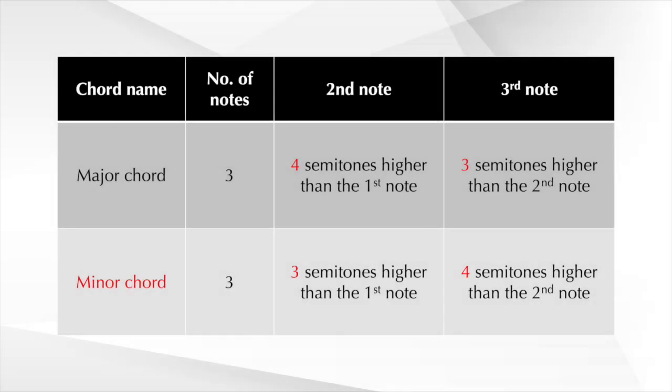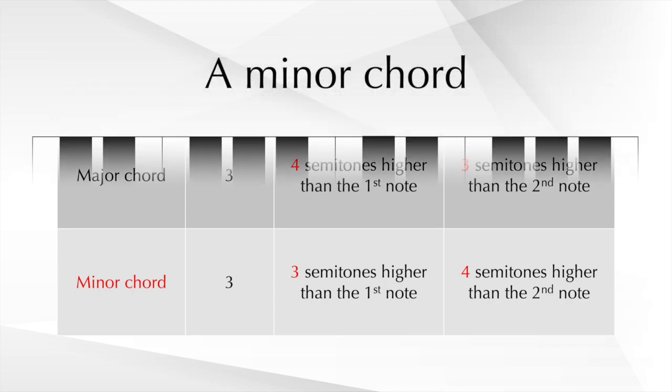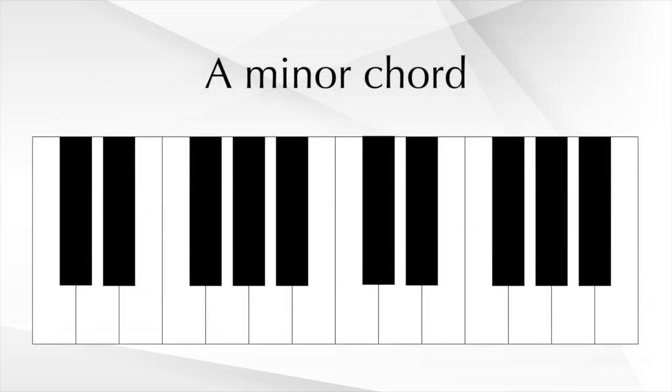Next, let's take a look at finding the notes in minor chords. The steps are very similar to that of finding notes in major chords, but the number of semitones vary slightly. For minor chords, similarly, there are three notes, the first note being the note in the chord's name. However, for minor chords, the second note is 3 semitones higher than the first note, while the third note is 4 semitones higher than the second note, a slight difference from major chords. Let's take a look at the A minor chord as an example.